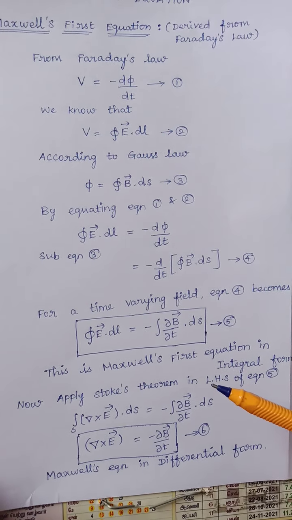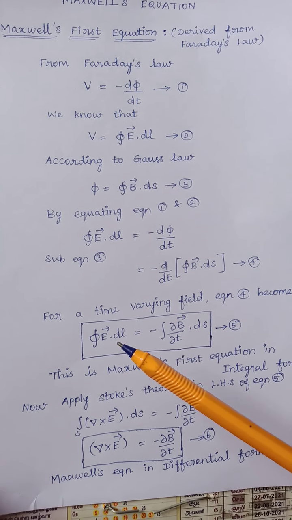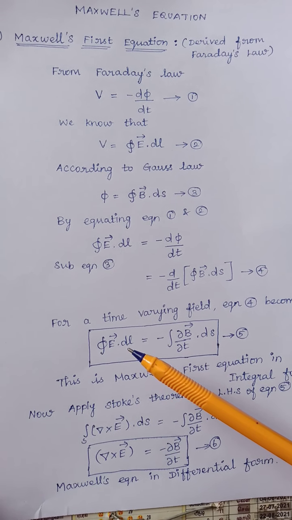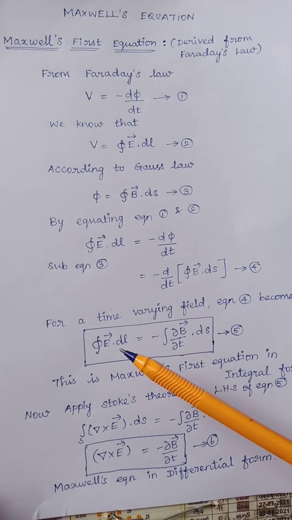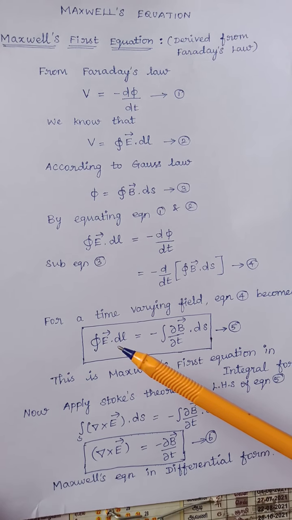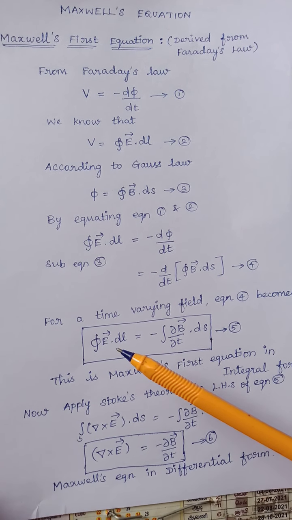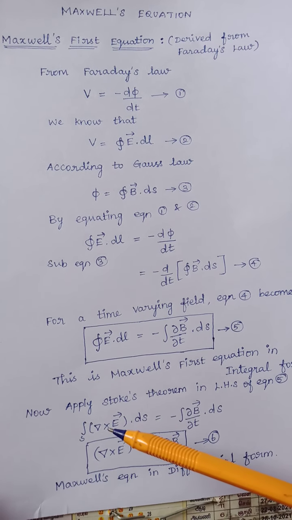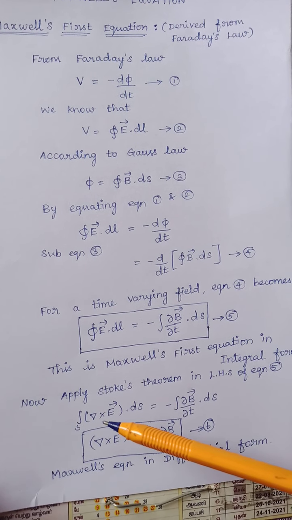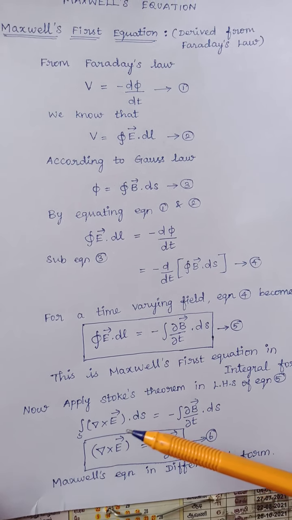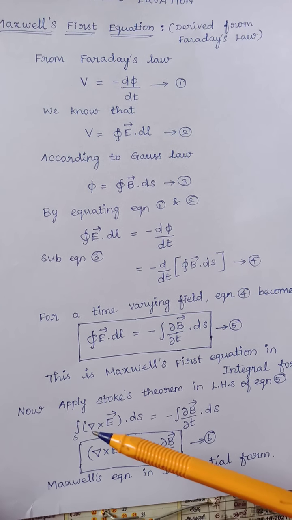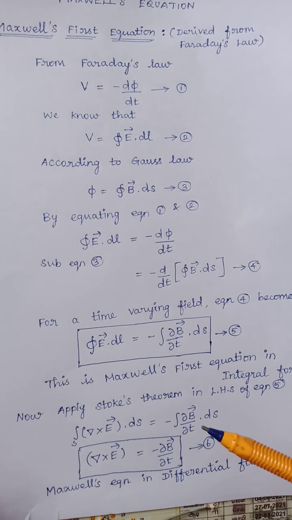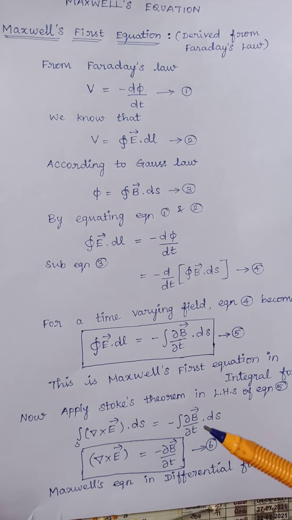Now, we have to apply Stokes' theorem on the LHS of equation 5. Stokes' theorem relates line integral and surface integral. The general equation of Stokes' theorem is closed integral of A dot dl equal to surface integral of del cross A vector dot ds. If you apply Stokes' theorem on the LHS, it becomes surface integral of del cross E vector dot ds, which is equal to the RHS, which stays the same, that is minus dou B by dou t dot ds.